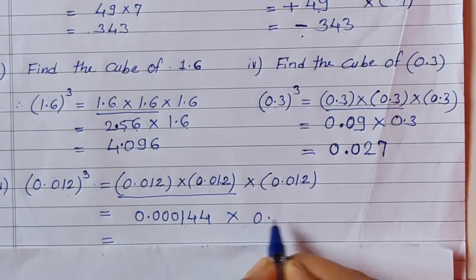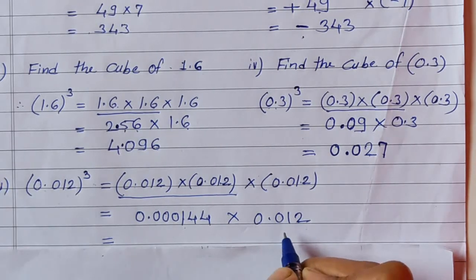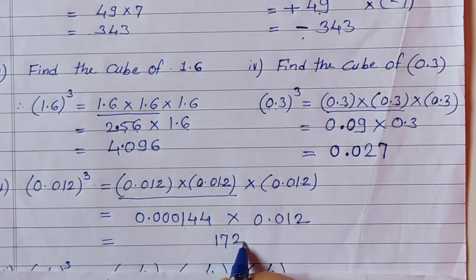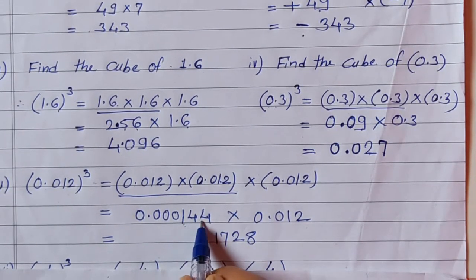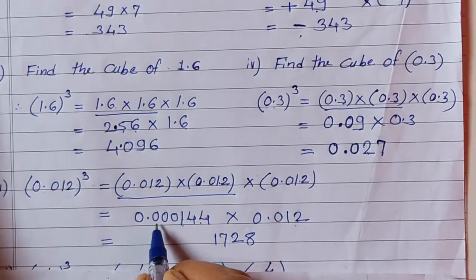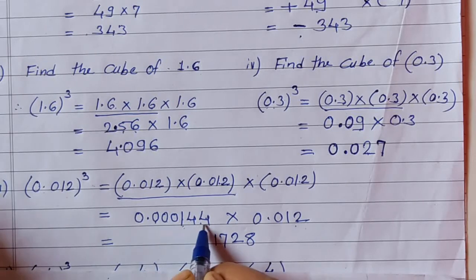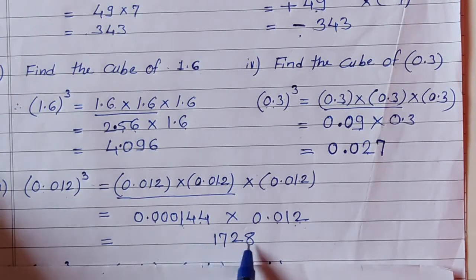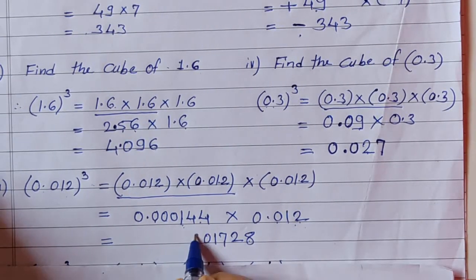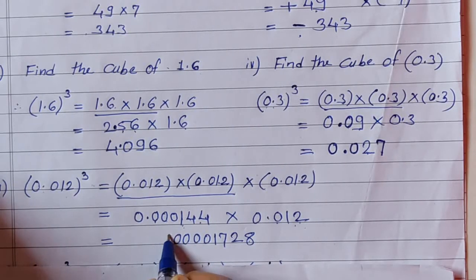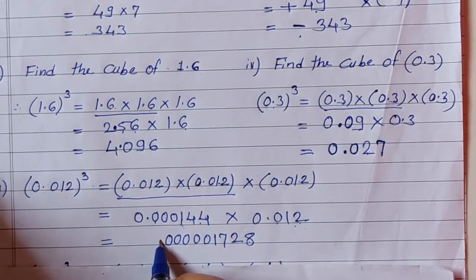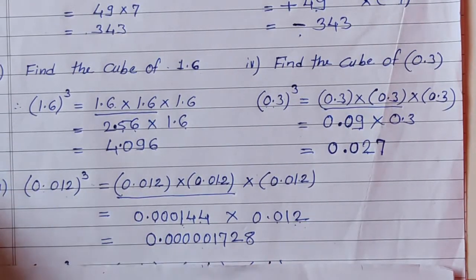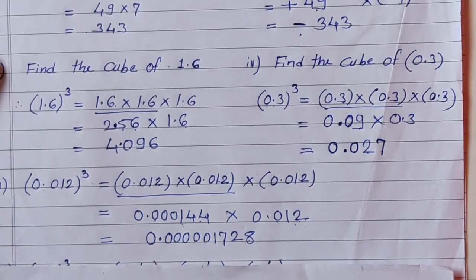Now again multiply with the last number. You will get the answer 1728, the multiplication of 144 into 12. The next step is to count the decimal places. These are 6 places, 7, 8, 9. So again 1, 2, 3, 4, 5, 6, 7, 8, 9. This is the 9th place, and after the 9th place put the decimal point and write 0. So this is the answer of the cube of 0.012.